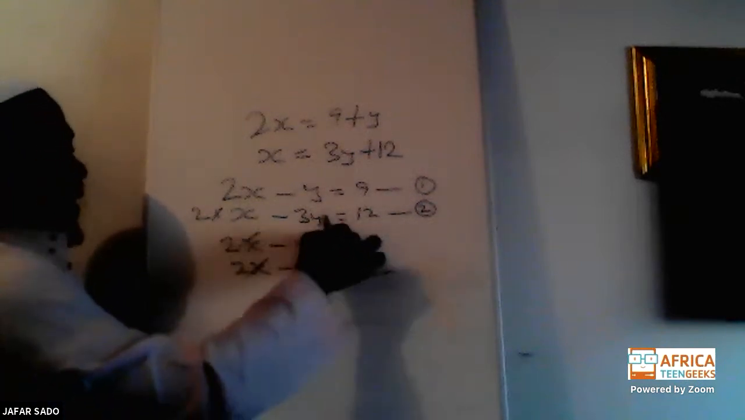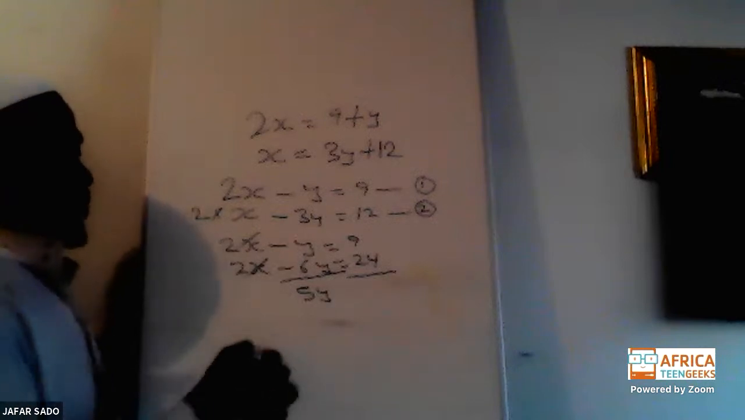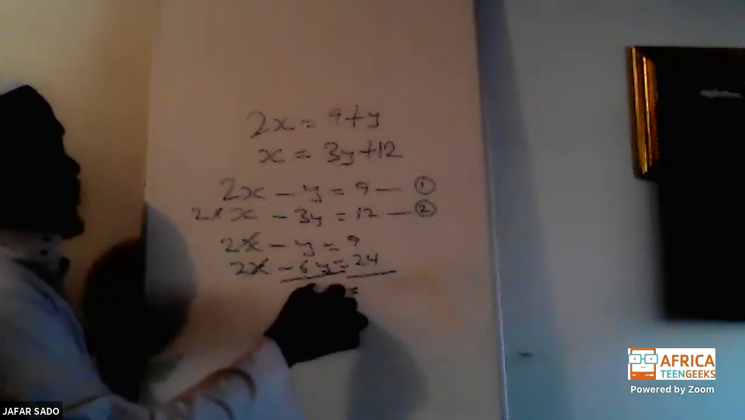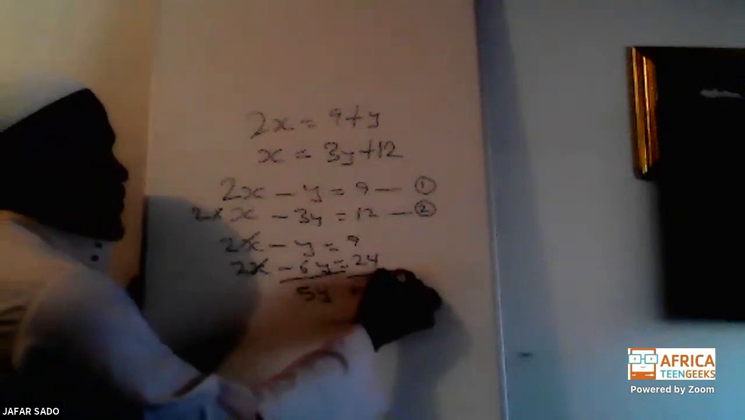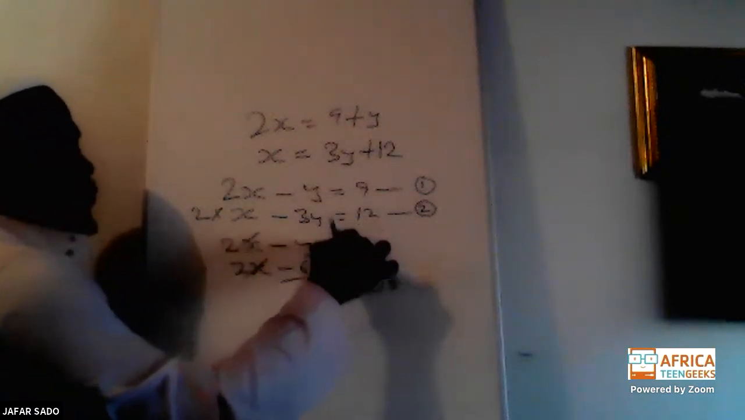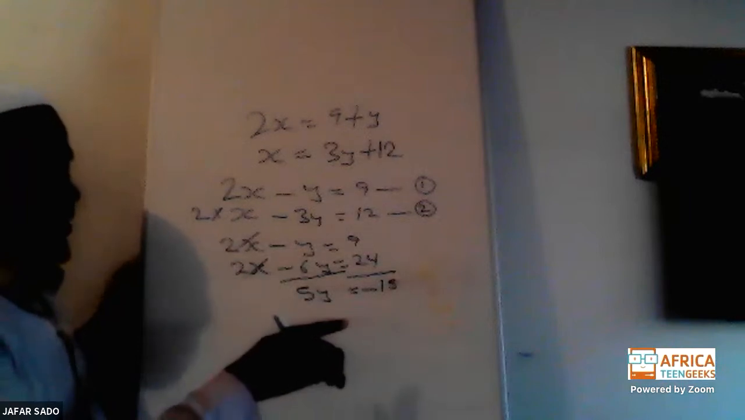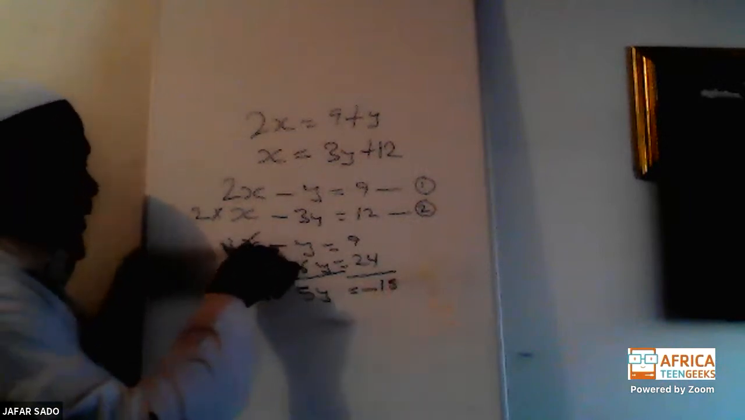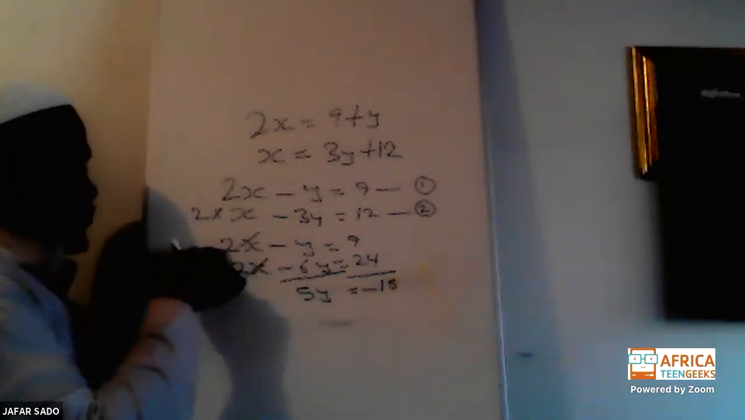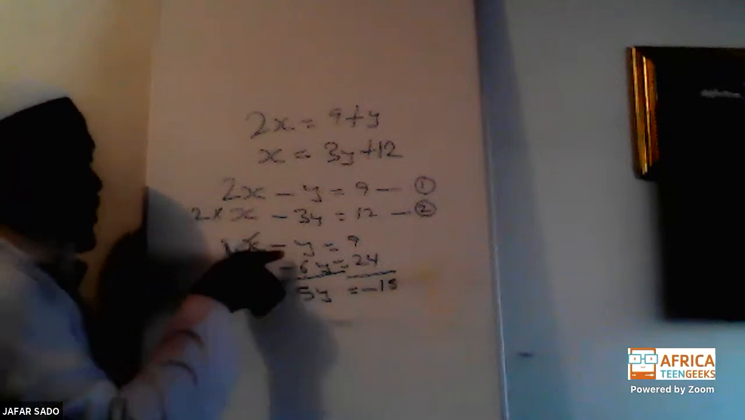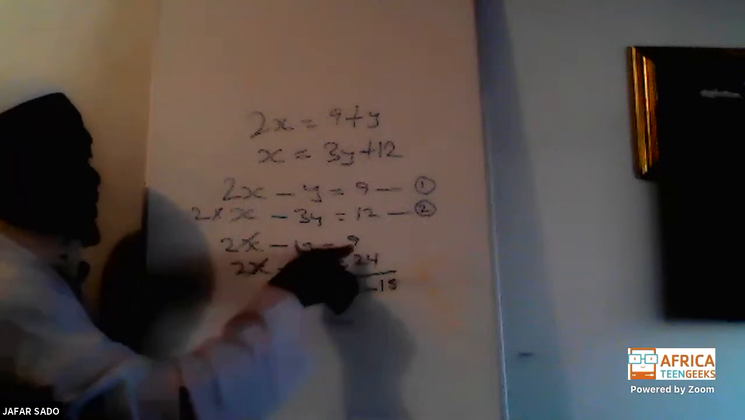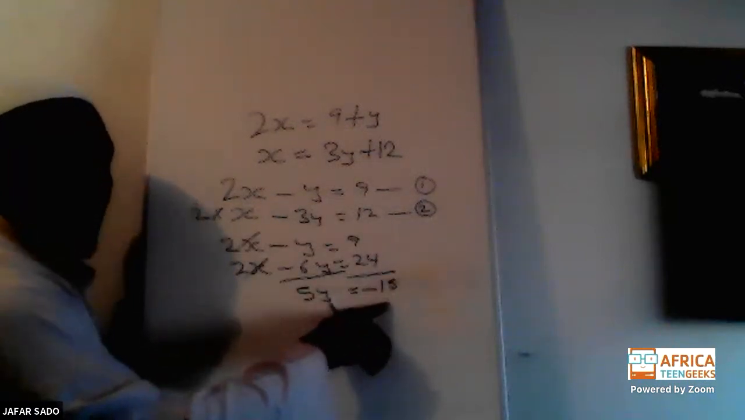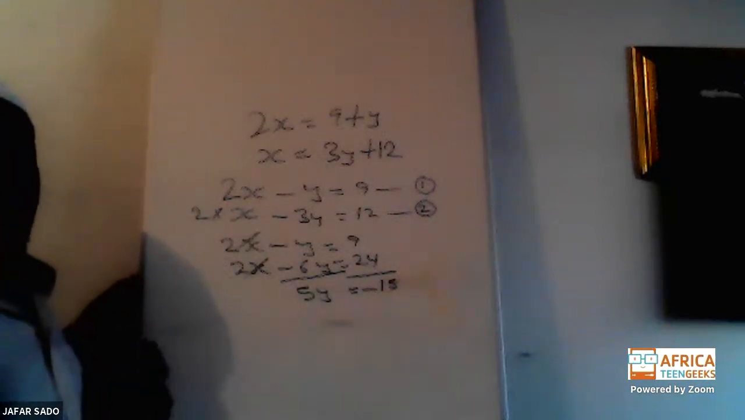And then we'll say 9 minus 24. What is 9 minus 24? That will be negative 15. 9 minus 24, you must be careful when you're subtracting. So 2x minus 2x, 0. Minus y minus 6y gives you positive 5y. 9 minus 24 is minus 15. So you must be careful of this sign.